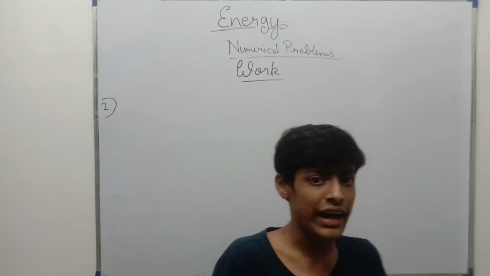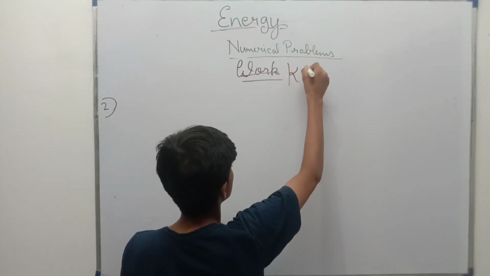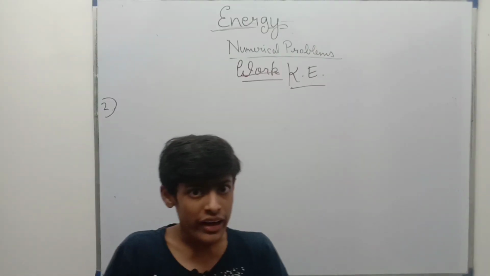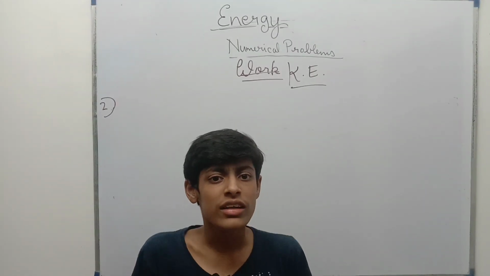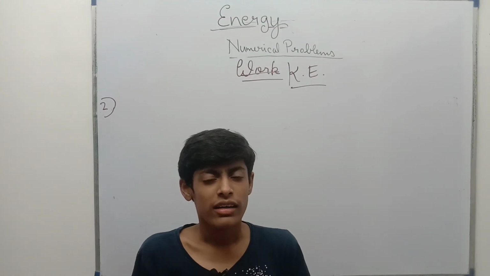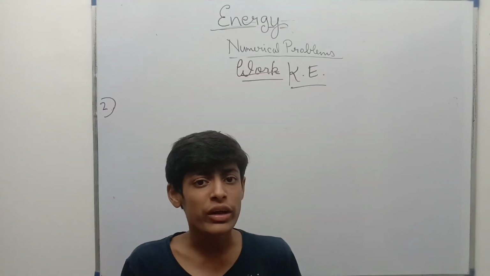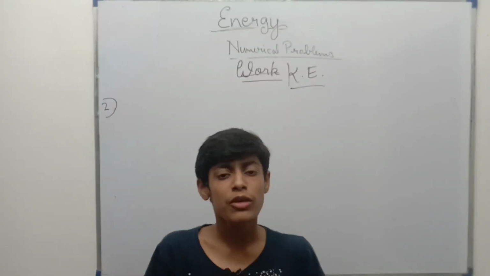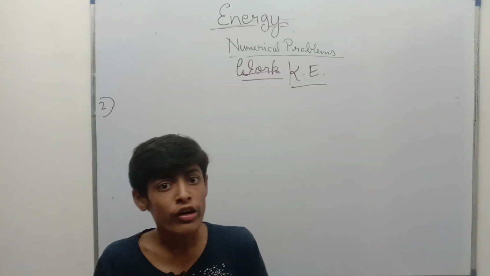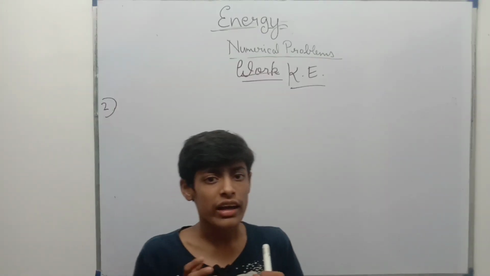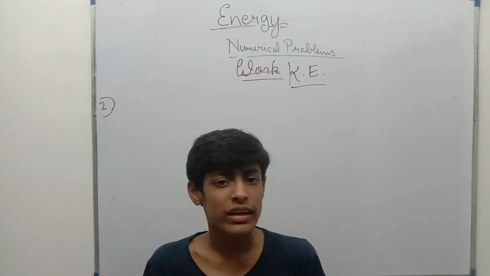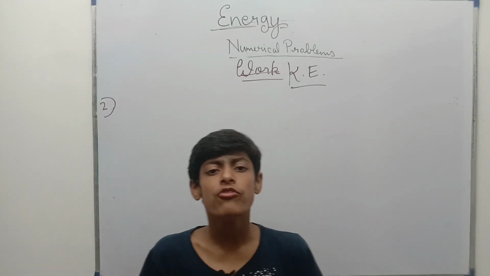So guys, now we will discuss some questions about kinetic energy. The first question is, if the mass of a bullet is 10 gram and the speed of the bullet is 200 meter per second, then find the kinetic energy possessed by the bullet. First we should know what kinetic energy is. Kinetic energy is the energy possessed by a body due to its state of motion. We learned the formula in the last video, which is half into mv square.